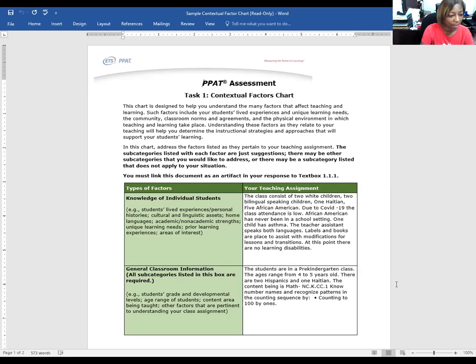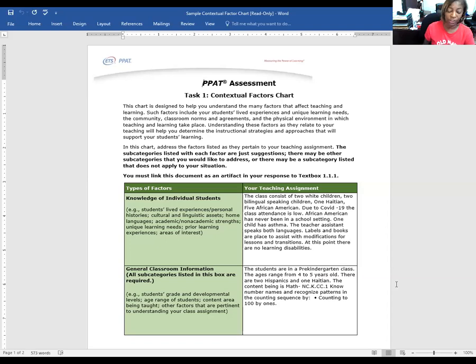In this chart, address the factors listed as they pertain to your teaching assignment. The subcategories listed with each factor are just suggestions. There may be other subcategories that you would like to address, or there may be a subcategory listed that does not apply to your situation.